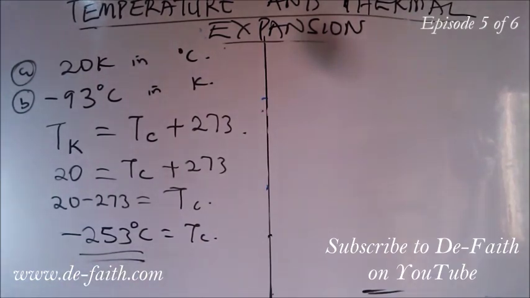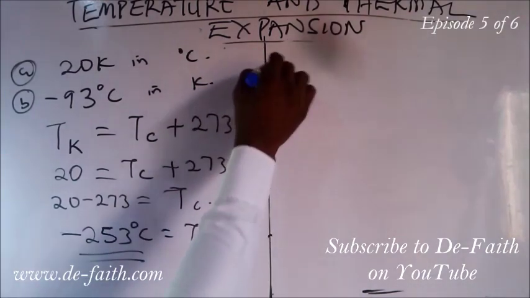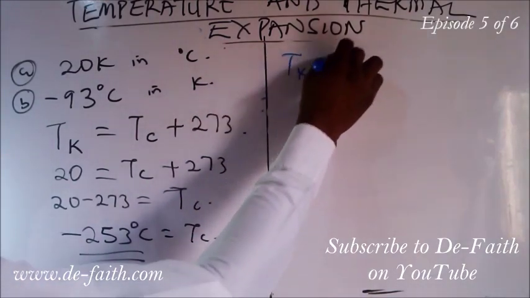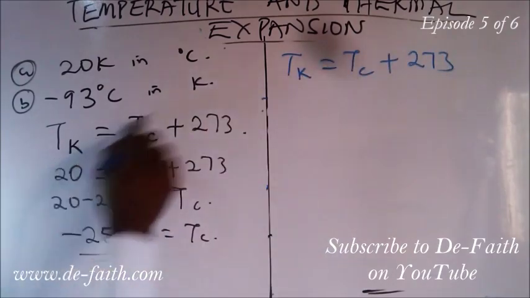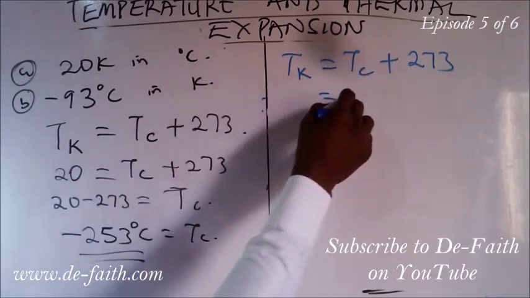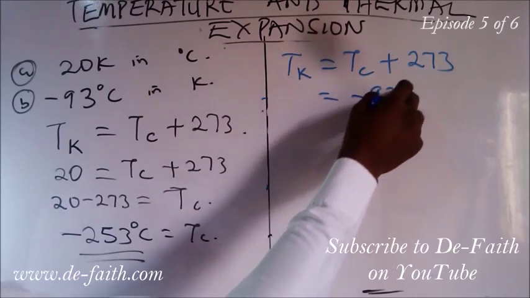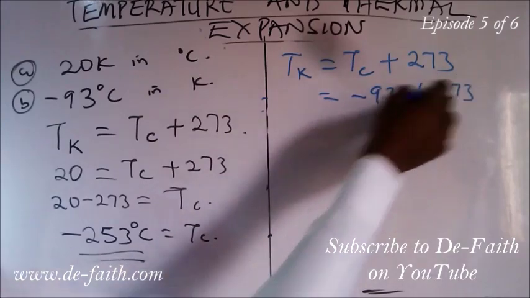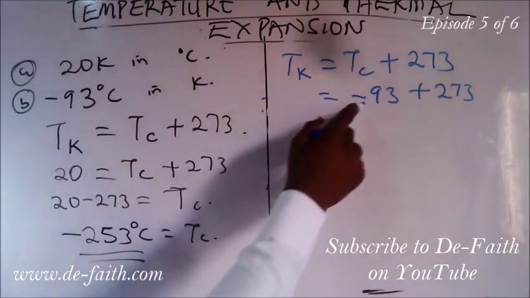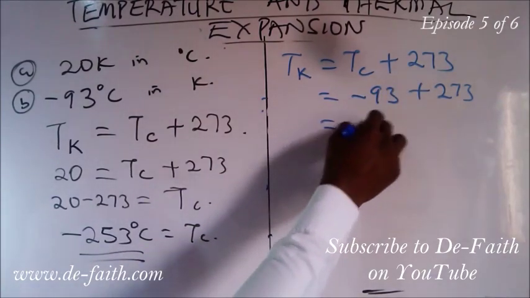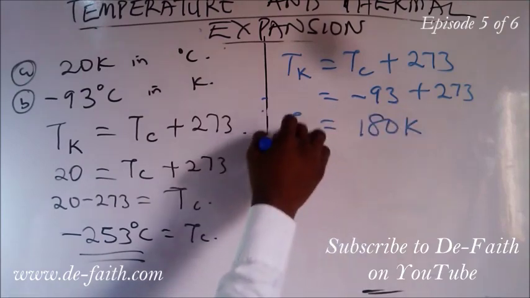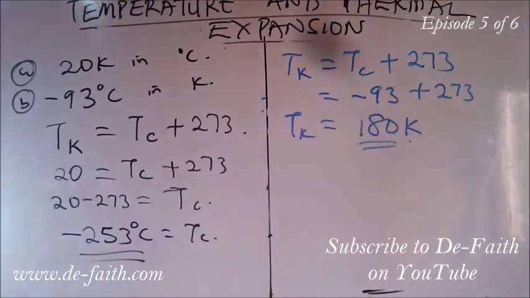Then the B part is where we have minus 93 degrees Celsius. We have our T, temperature in Kelvin, equal to temperature in Celsius plus 273. We have to look for temperature in Kelvin, then temperature in Celsius is minus 93 plus 273. And so we'll be left with minus 93 plus 273. That is 180 Kelvin as the temperature in Kelvin.